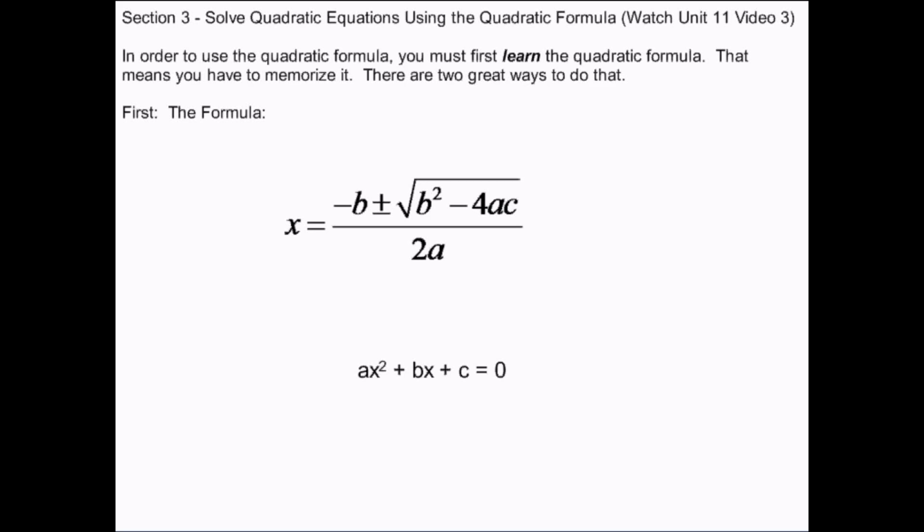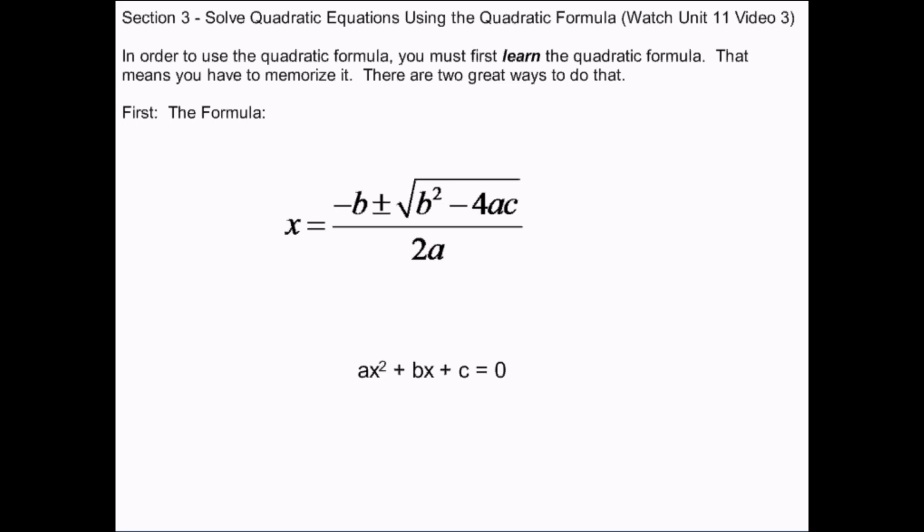Okay, in previous videos I've already covered solving quadratic equations with factoring and solving quadratic equations by completing the square, and those are great. There are a couple other ways you can solve quadratic equations, and one of them is to use the quadratic formula. The quadratic formula is nice because it will work 100% of the time. But in order to use it, you have to learn it.